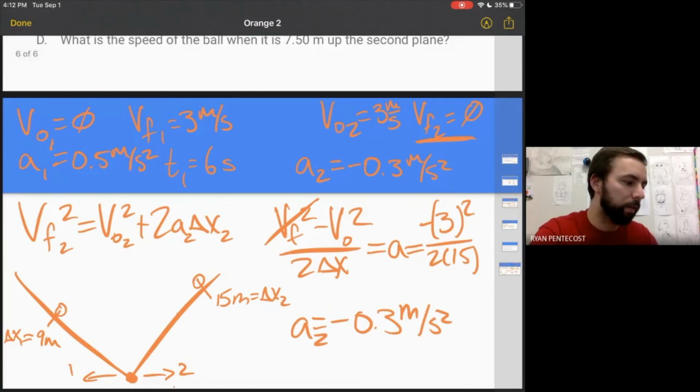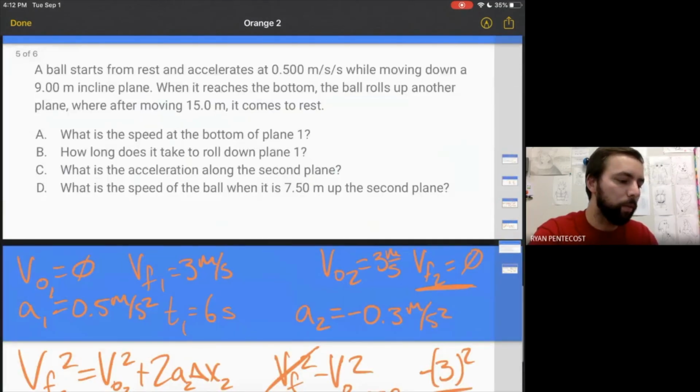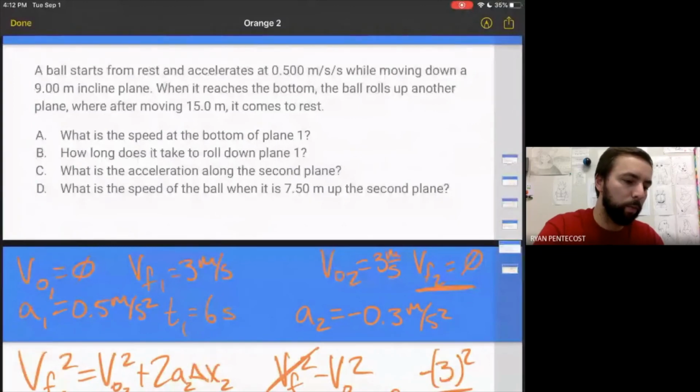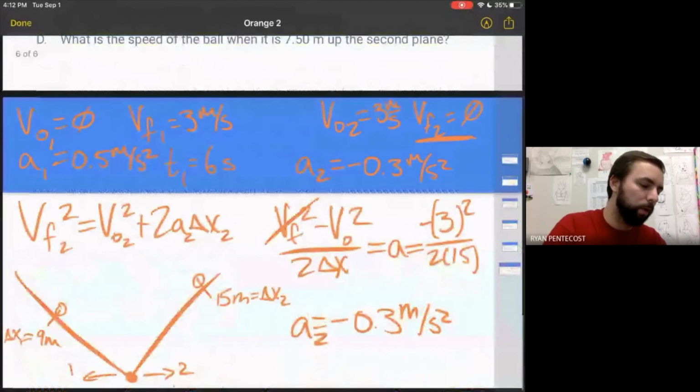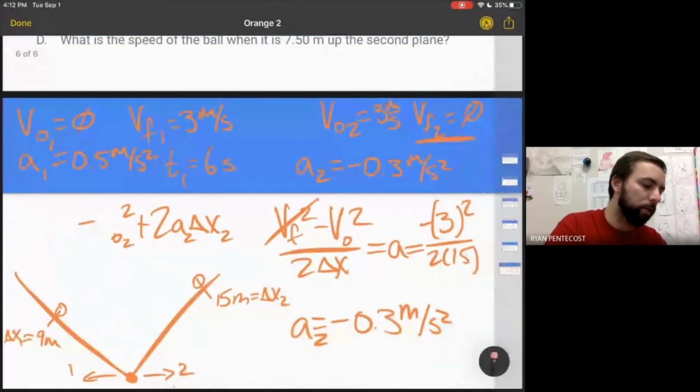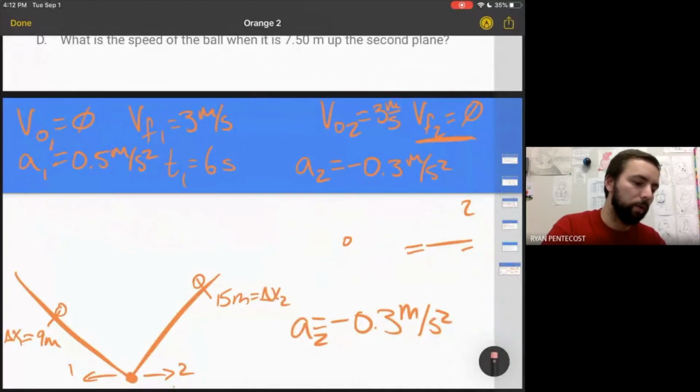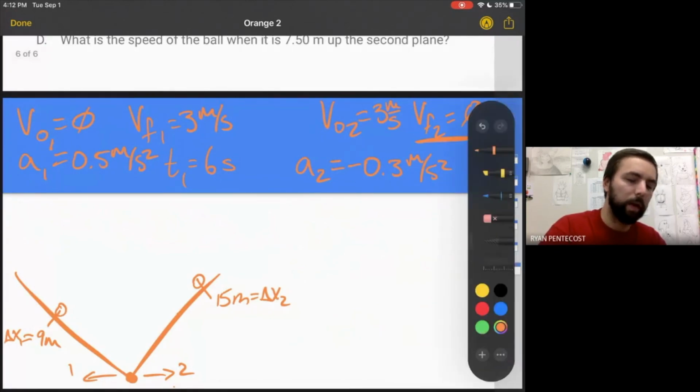Last part D, last part of this video. What is the speed of the ball when it is 7.5 meters up the second plane? So this is going to reinvent part of the problem here for us. Again, this is stuff that can happen to you in AP where part of the problem gets changed and your givens will also change. So, for example, what is changing here? It's asking us for a new VF, right? What is the speed? So it asks for a new VF.